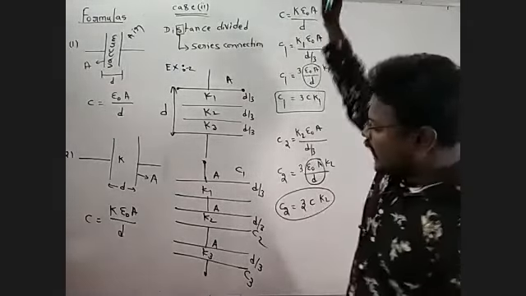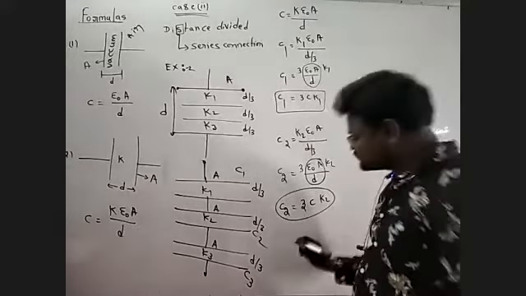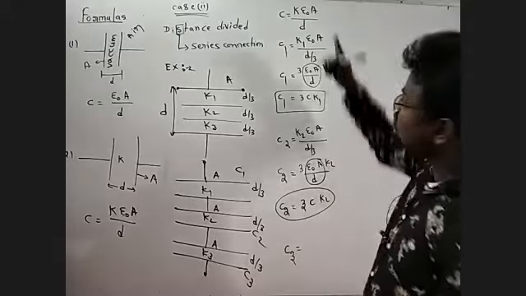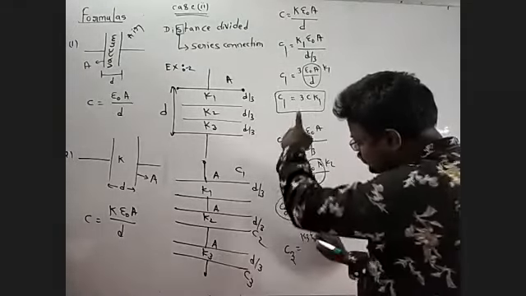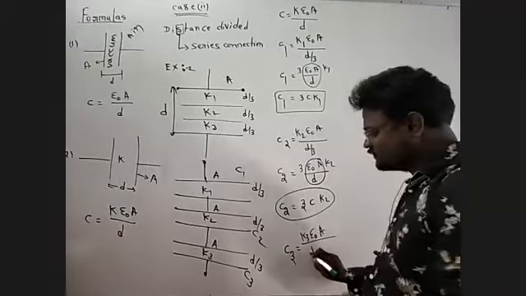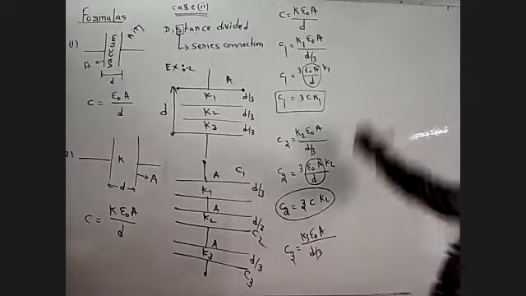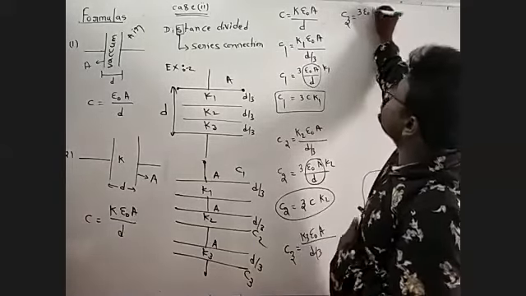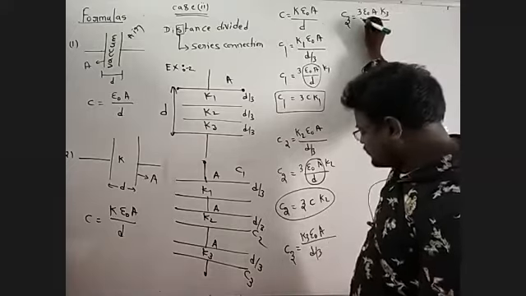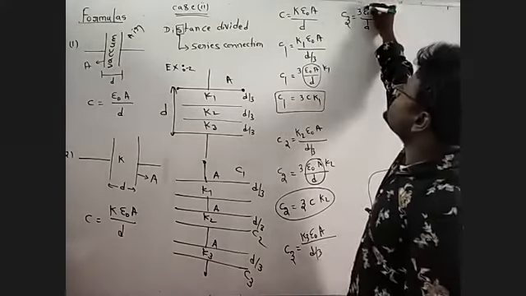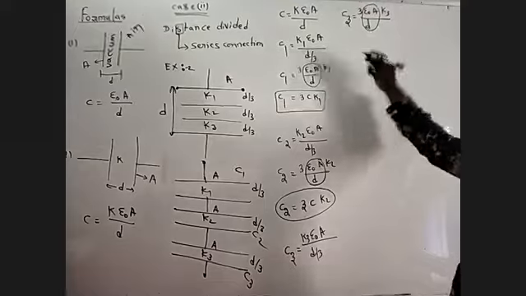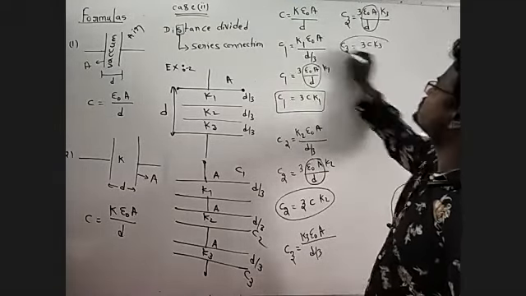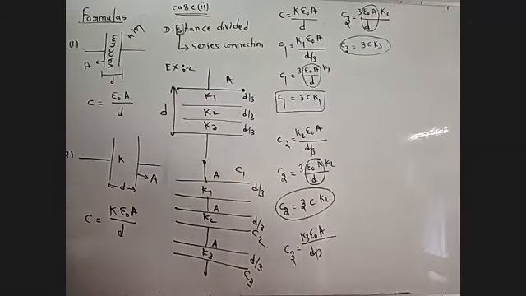Next, this formula applies to capacitor 3. The dielectric slab is K3, epsilon naught, cross-sectional area A, and the distance between the plates is D by 3. So C3 is equal to 3 epsilon naught A K3 by D. Epsilon naught A by D is C, so C3 is equal to 3CK3. That is the C3 value.